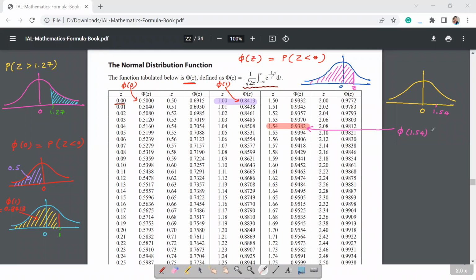So phi 1.54, they have given us 0.9382. So you know phi 1.54 means what? It's the probability of the value behind that line, right? So this is the 1.54. So the behind area is phi 1.54. How much is the behind area? This phi 1.54 is this area, which is 0.9382. Right, guys? Can you understand what I'm talking about here?